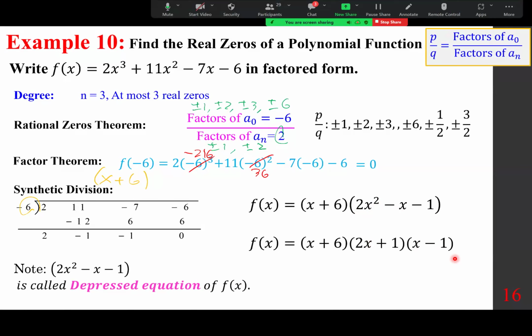Because we are interested in finding zeros, this gives us -6. Set each factor equal to 0. This gives you -1/2. This gives you +1.